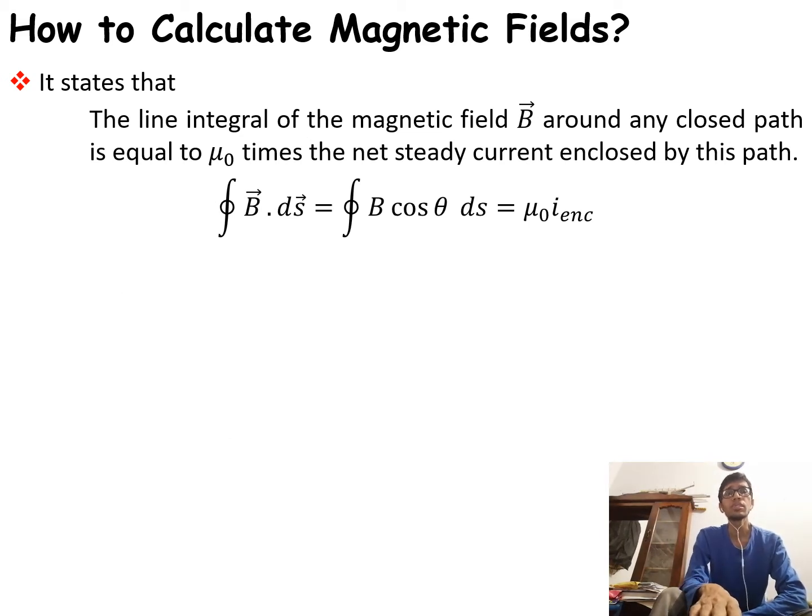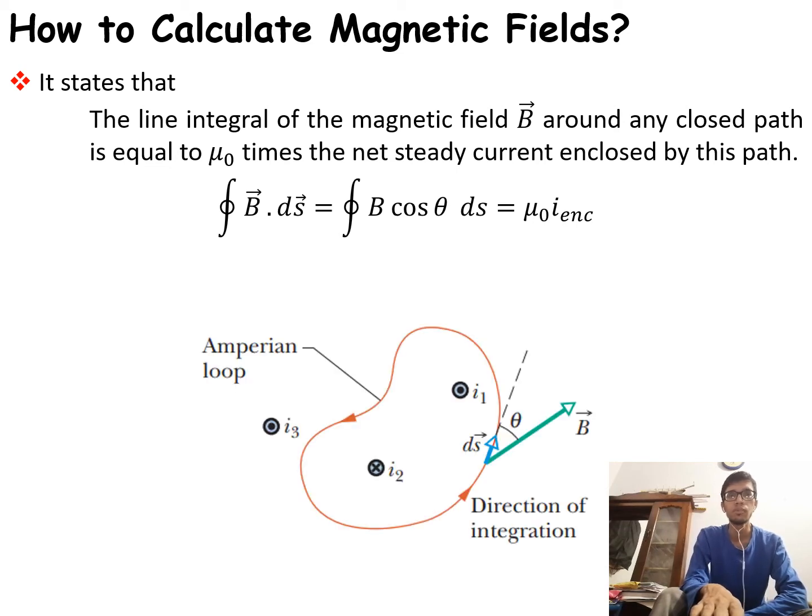There is another mathematical statement of Ampere's law, where I rewrite the dot product in terms of cosine theta. This angle can be with ds or with B, but usually we write it with B, so that we only include the component of B which is along the direction of the line element, which comes out as B cosine theta times the line element.